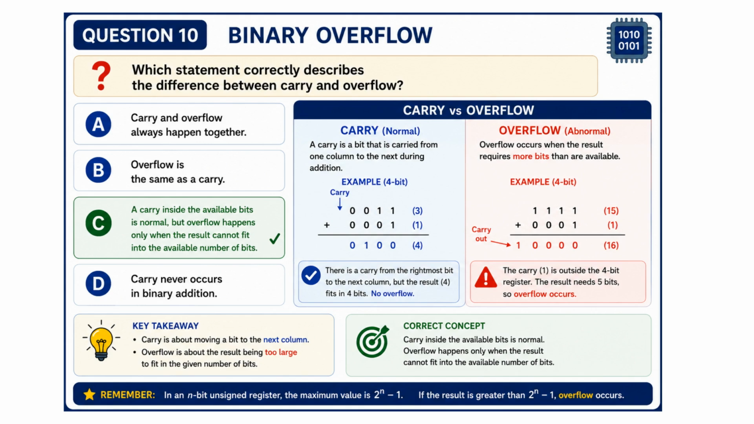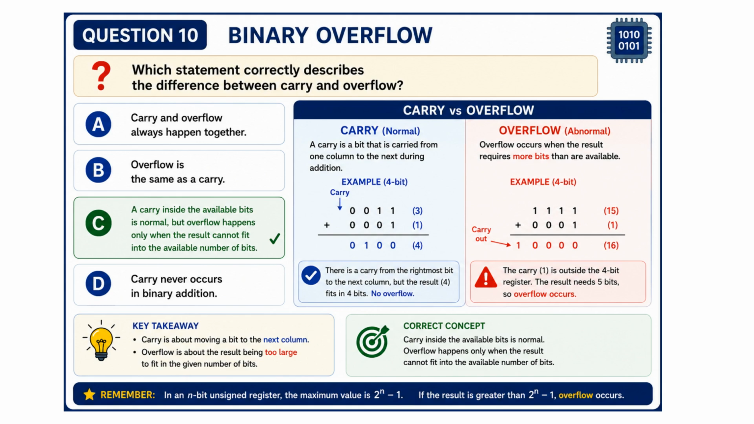Now, let's look at the overflow example. We add 1111 and 0001. The answer is 10000. This result needs 5 bits, but the register has room for only 4 bits. The extra bit cannot be stored, so overflow occurs. Here's the key difference. A carry is simply part of the binary addition process. It can happen even when the final answer fits perfectly. Overflow happens only when the final answer is too large to fit inside the available number of bits.